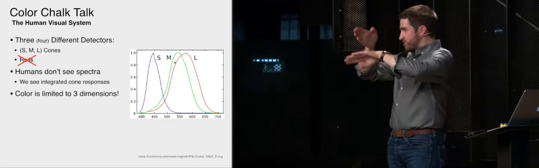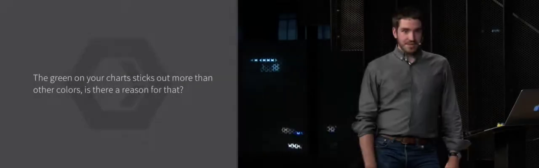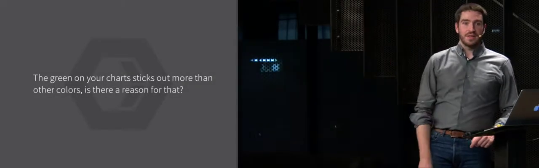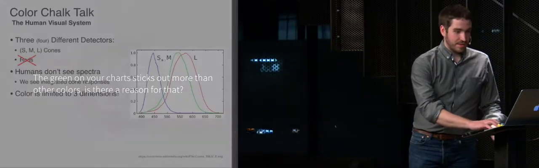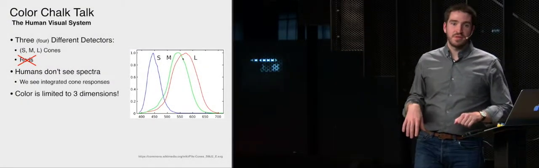But it's because of the relative slopes here that you can still get good discrimination in that region. That's a relative sensitivity thing. In this picture, these three curves are normalized. In real life, this S cone and this L cone have much less absolute sensitivity.